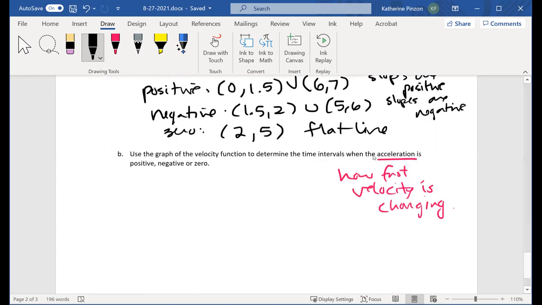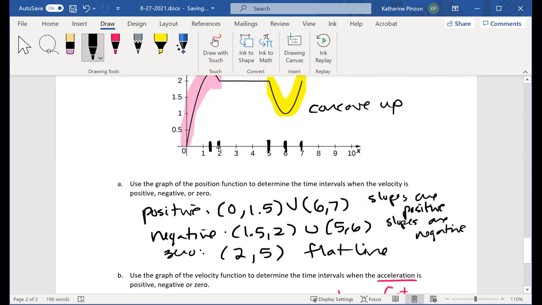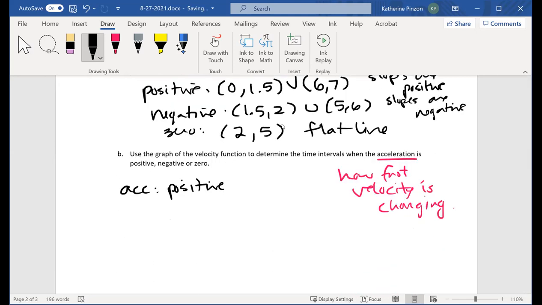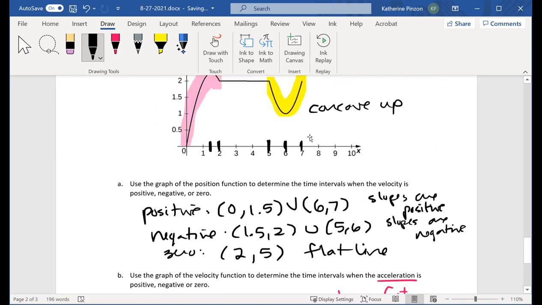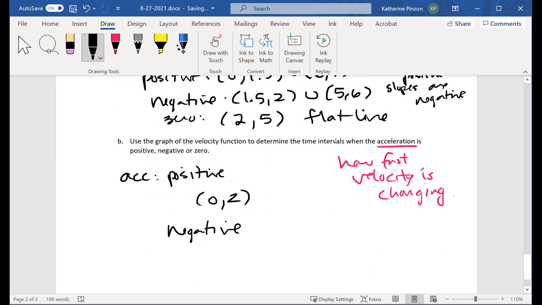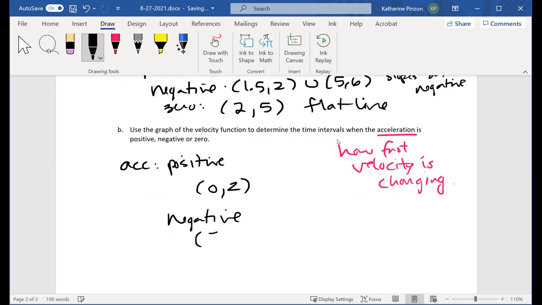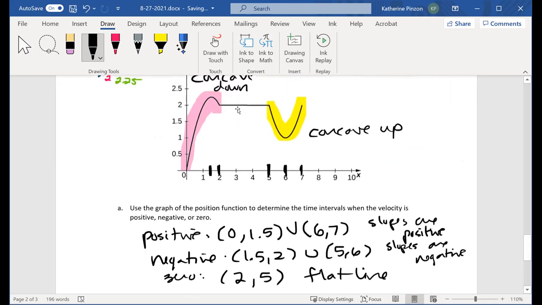Okay, so the acceleration is positive in that pink section up there, which was from 0 to 2. The acceleration is negative in that yellow section up there, which was from 5 to 7. And then it's 0 when he's just hanging out, 2 to 5. I guess that must be when he's flat right there hanging out.